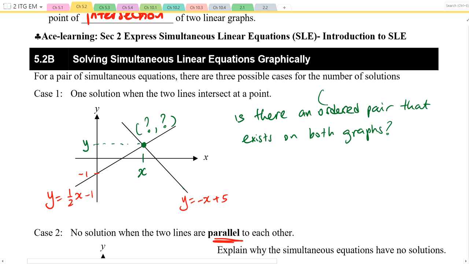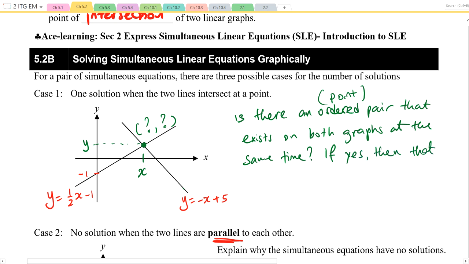This ordered pair simply means a point. Is there a point that exists on both graphs at the same time? If yes, then that ordered pair is the solution to the simultaneous equation.